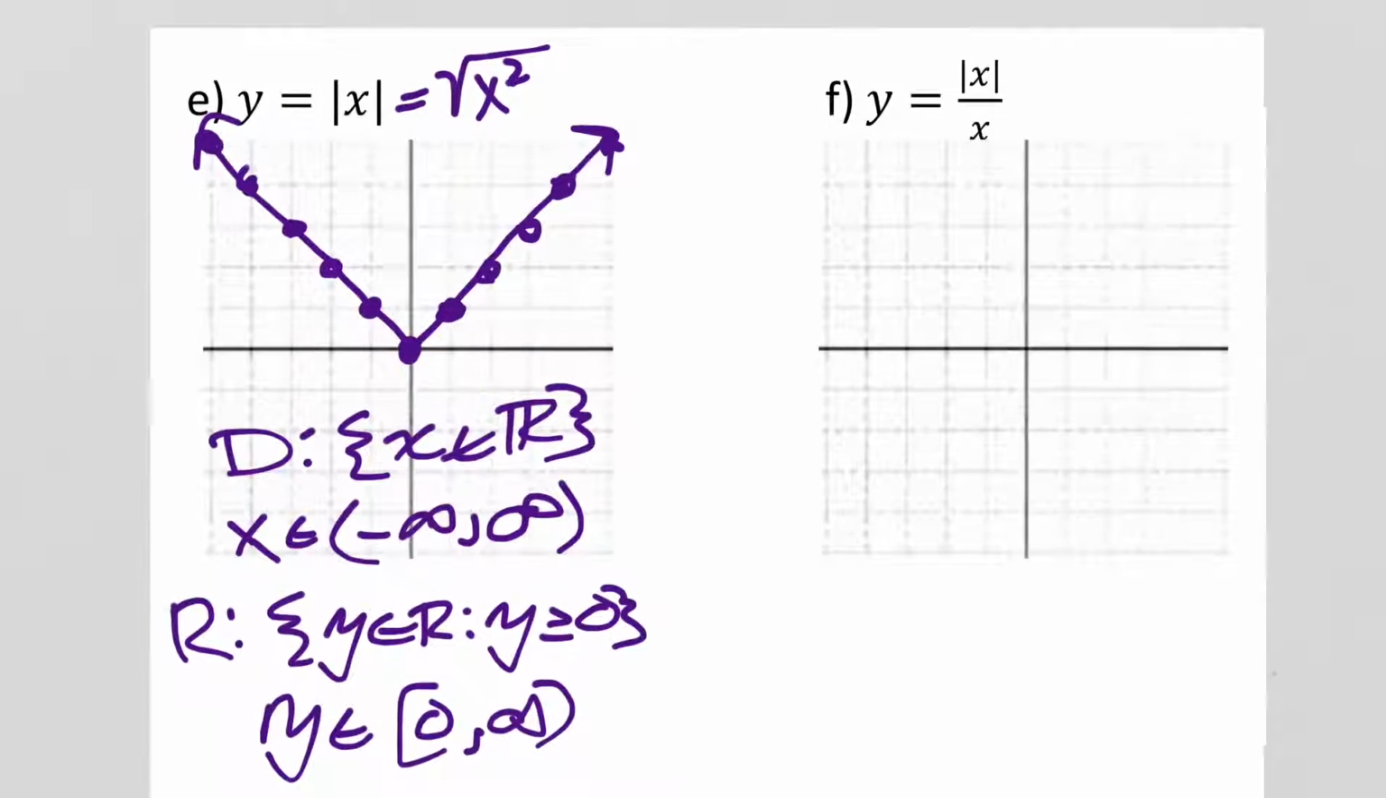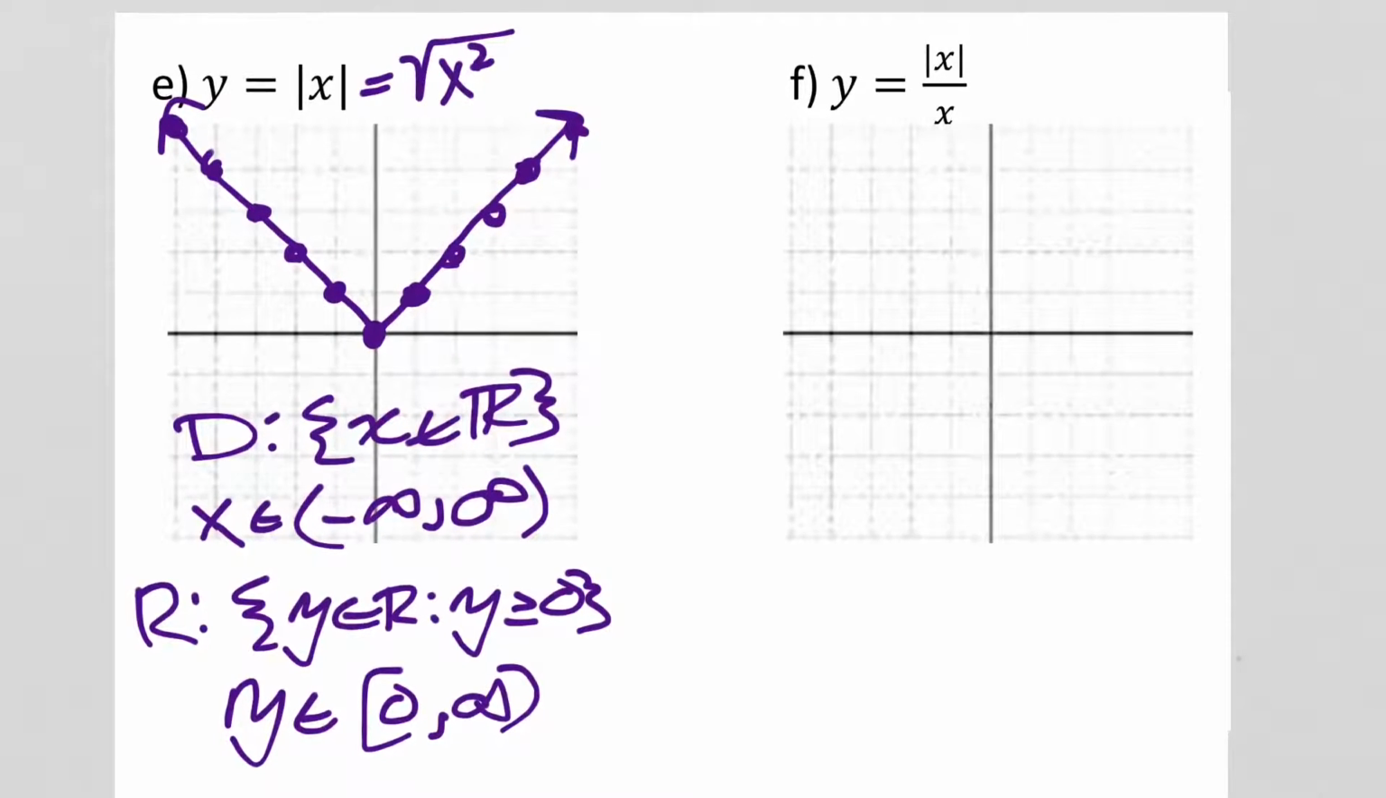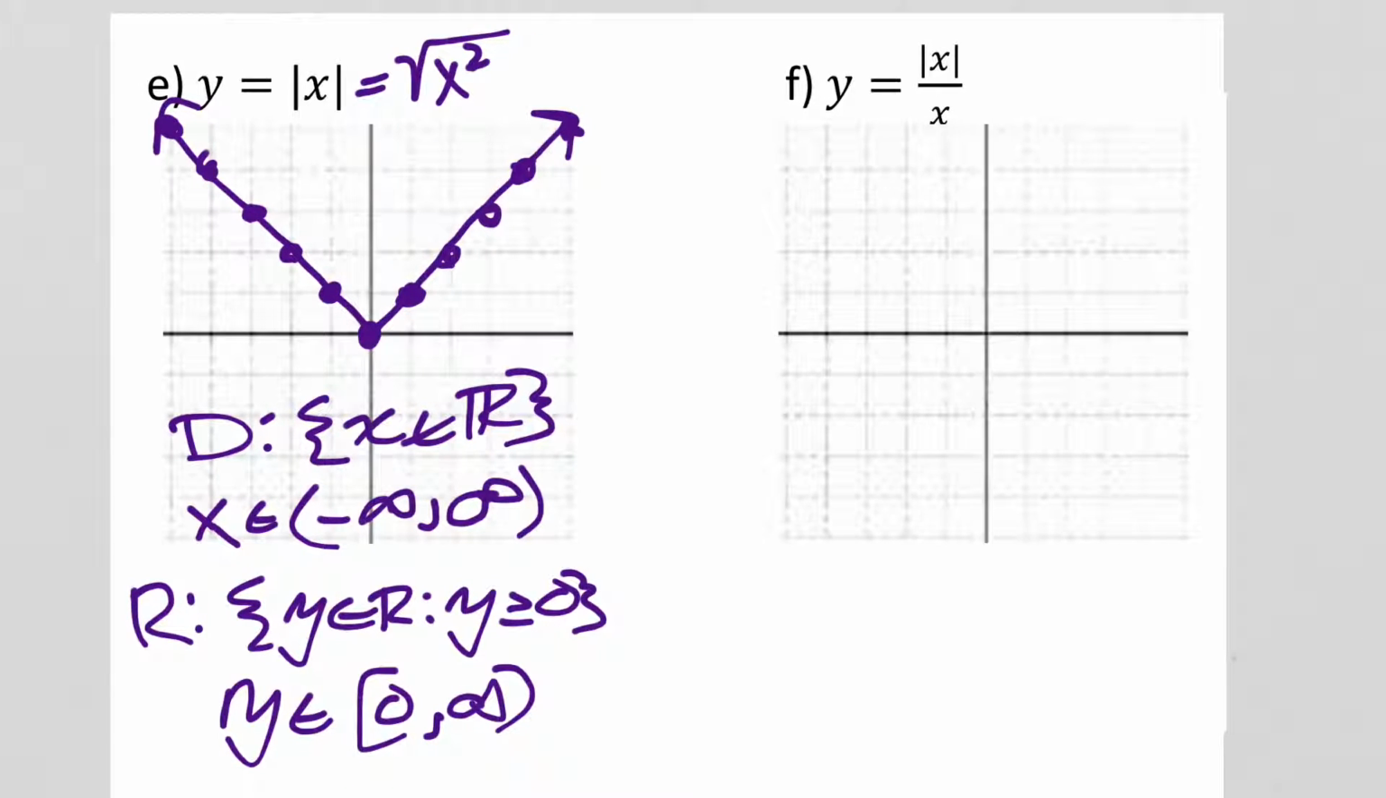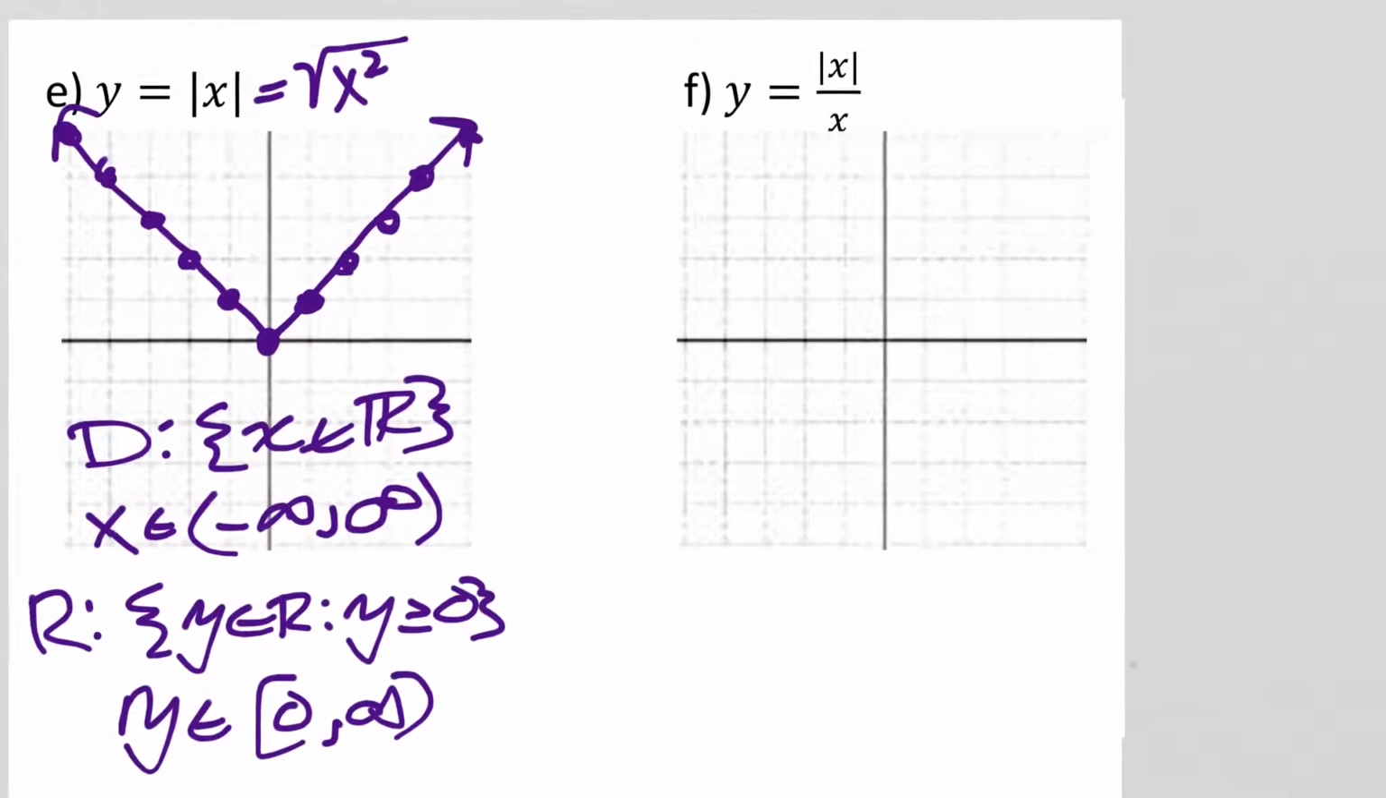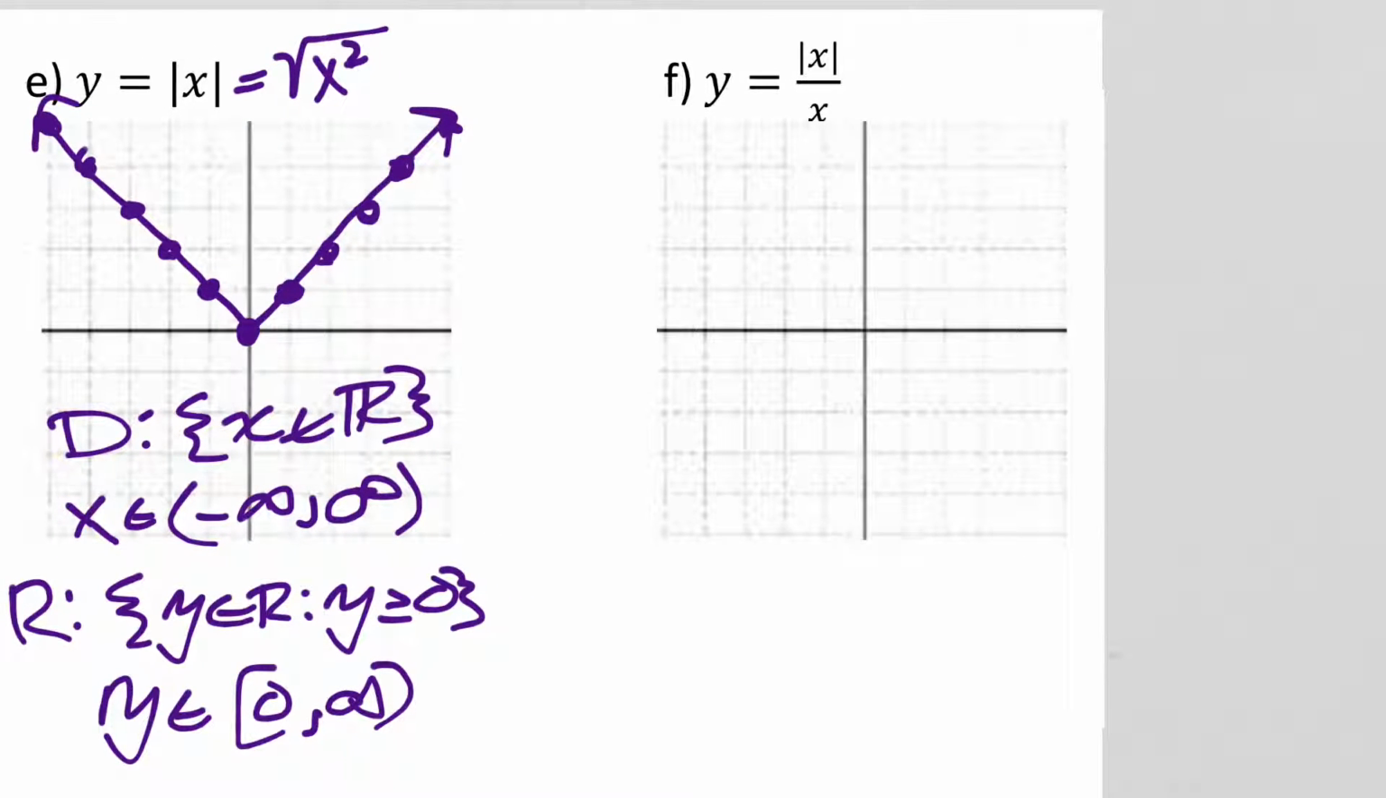Well, that's pretty much that. Pretty straightforward, except for that weird square root of x squared thing. I don't know what's going on there. But let's talk about abs x over x. Well, this is kind of weird. But again, think about what's going on here. If x is already a positive number, well, absolute value of x is not doing anything.